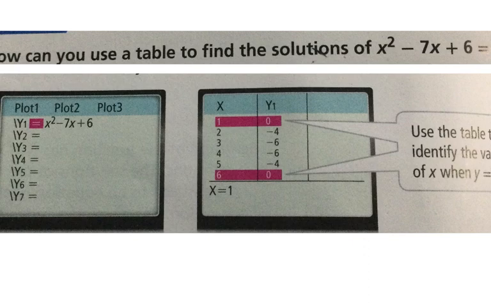Okay, so now we put it in our graphing calculator like this, and then we put up our table of values. We said we were looking for where the y value is 0. That's where it crosses the x-axis. So where is that at? It's at 1, 0, and 6, 0. So those are the x-intercepts, or the solutions, or the roots, or the zeros. All are saying the same thing. Any questions here about finding the x-intercepts using a table? Everybody's good there?